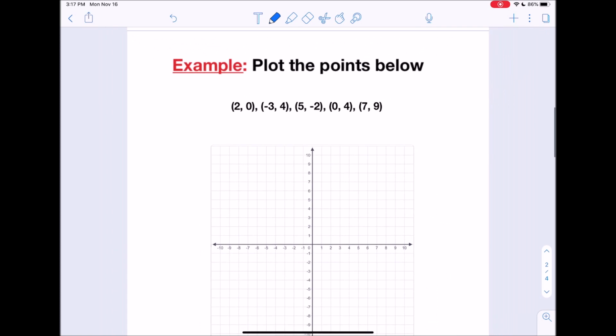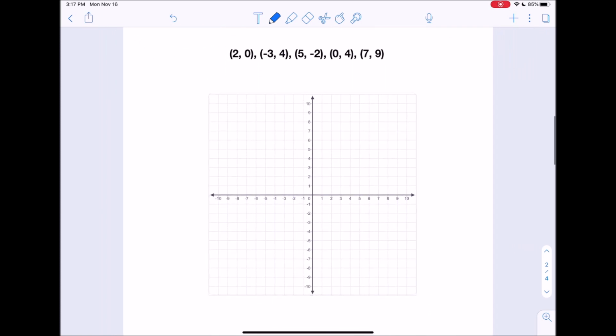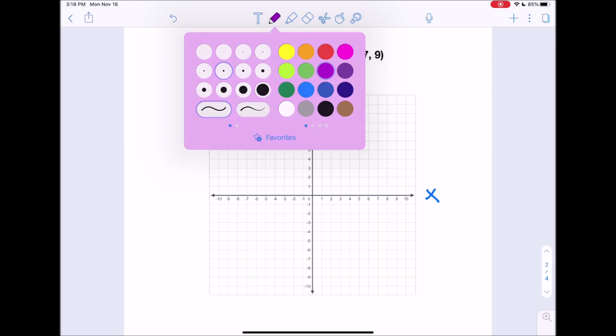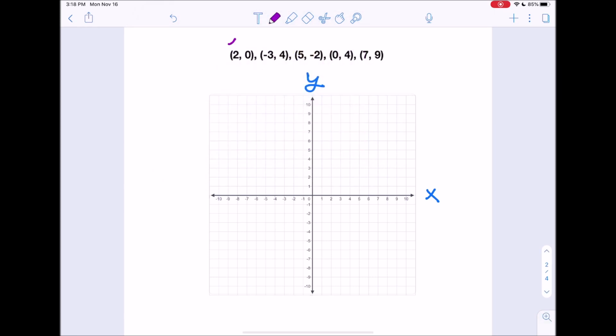Plot the points below. So here we go. We're given 5 points to plot. Remember, X is the one that goes side to side. Y is the one that goes up and down. So for the first one, I have 2 and 0. I'm going to go ahead and change colors. Okay, remember your first number is your X, your second number is your Y.